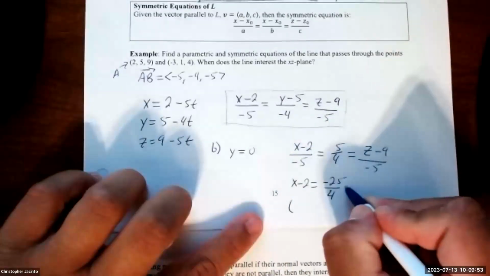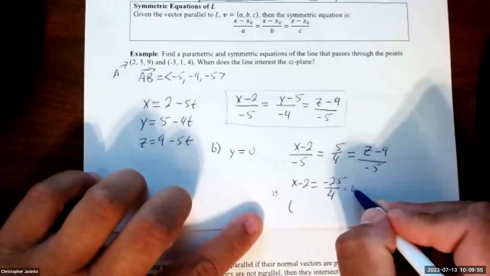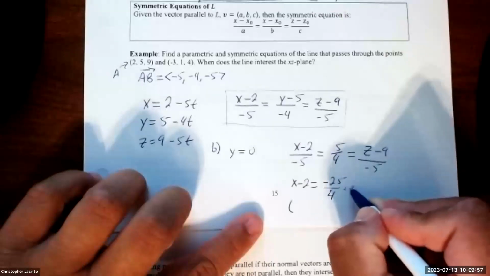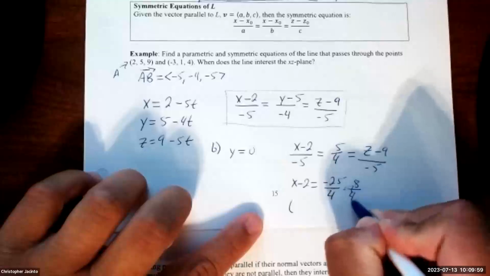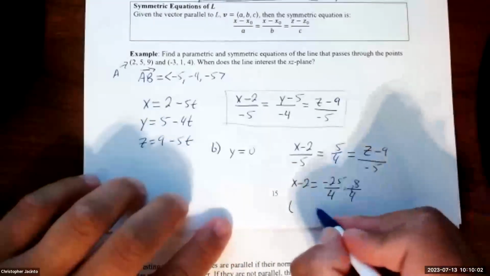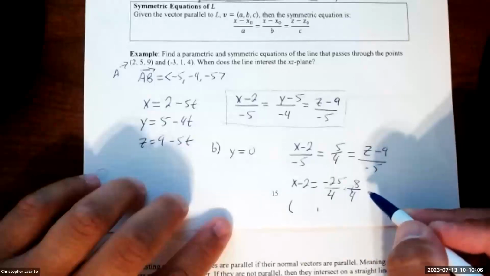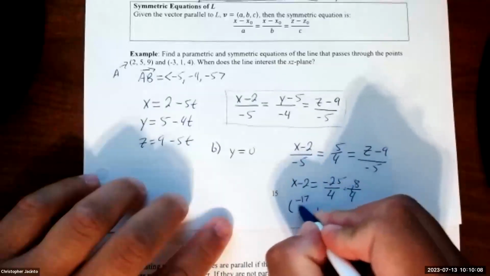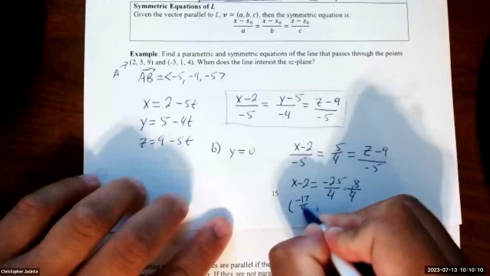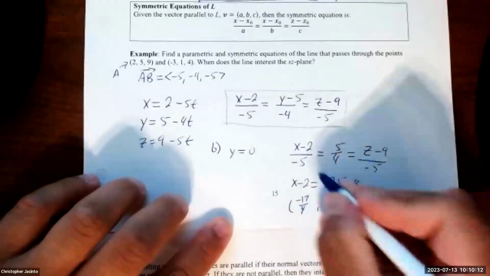So plus 2. That's essentially adding 8 over 4. And what does that give us? So 25 minus 8, that's 17. So -17 over 4. And y is 0, because we know that.